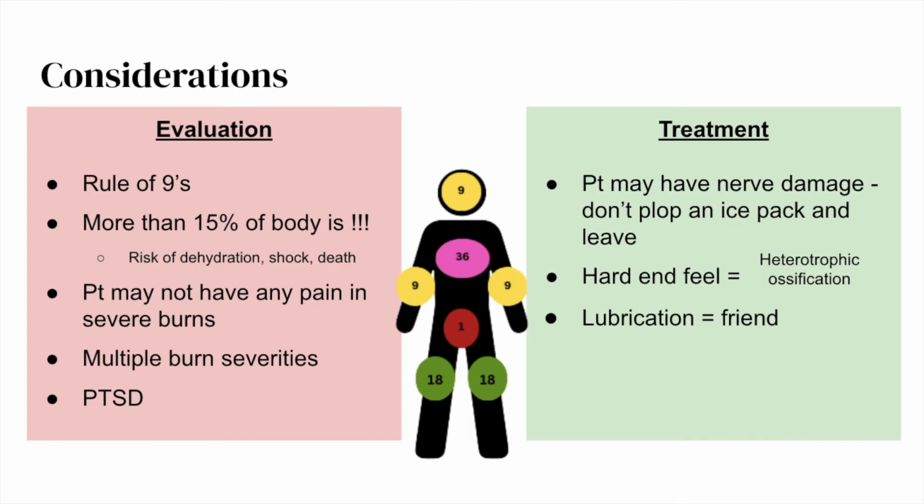And for treatment, they may have nerve damage, so you definitely don't want to just plop an ice pack on them and walk away because they won't be able to feel it, and then there could be injury as a result. If you are ranging them, there might be a hard end feel kind of randomly, which could be a sign of heterotopic ossification. And with HO, you generally want to encourage active range of motion as the first line of defense here. And lubrication will be your friend. So get the lotion out, get whatever you need, as long as it's cleared by the surgeon at the start of every session. Just give them a good coat.